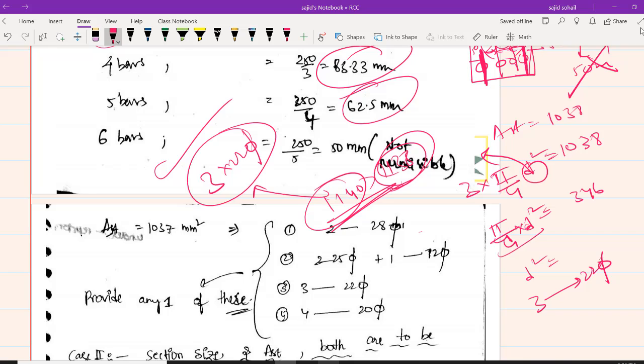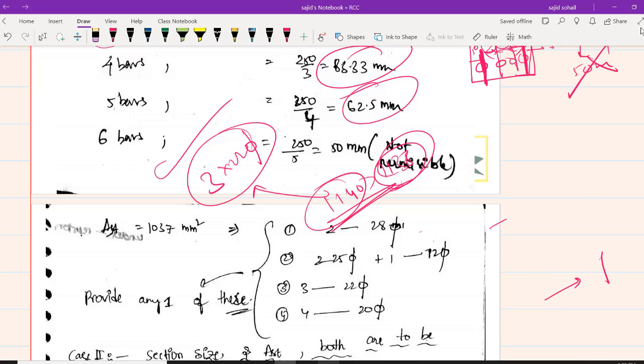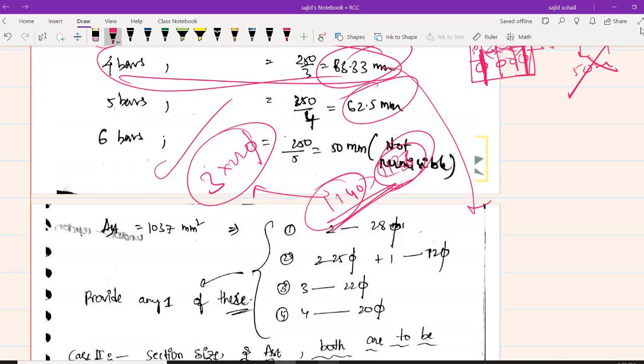Or you can also provide, I have told you 4 bars, right? 4 bars with center to center spacing of some 83 mm, we got that. So if I am taking 4 bars, 4 into pi by 4 into d square, I don't know what this d is, is equal to 1038. So my d square should be 1038 into 4 by pi divided by 4. 4 cancels, so 1038 divided by pi.